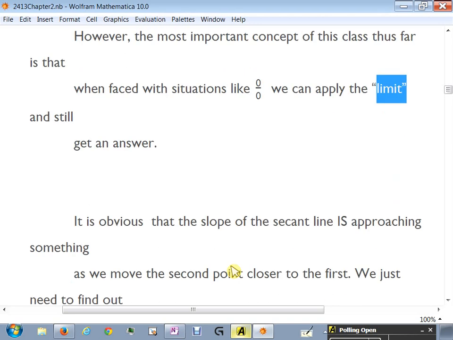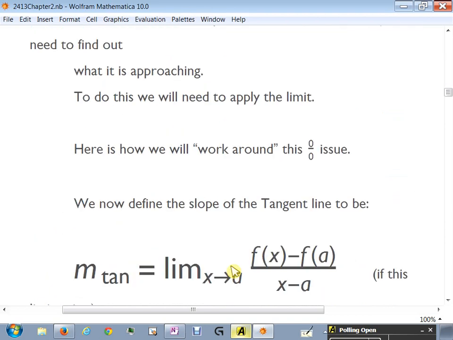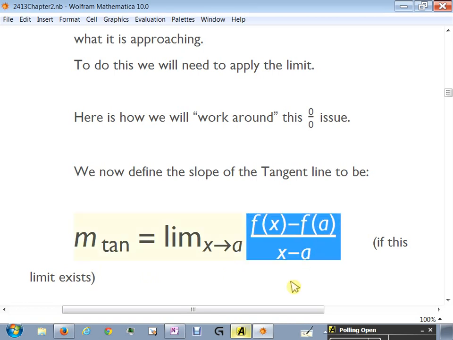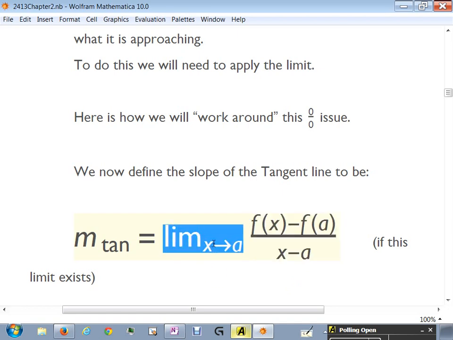So let's see how we do it. The slope of the tangent line, this should look familiar, right? What I did in blue there, that's the slope of the secant line, right? The only difference now is that I've thrown this little limit in front of it. What does this limit have the effect of doing? Look at what it's doing. Limit as what goes to what? X approaches A.